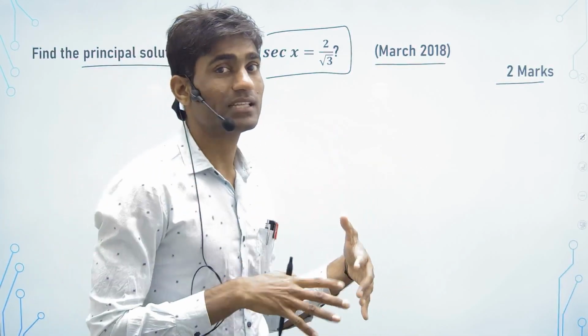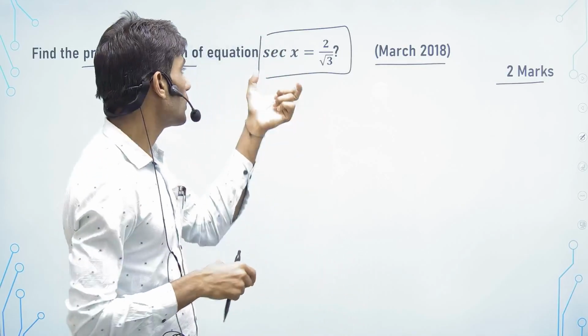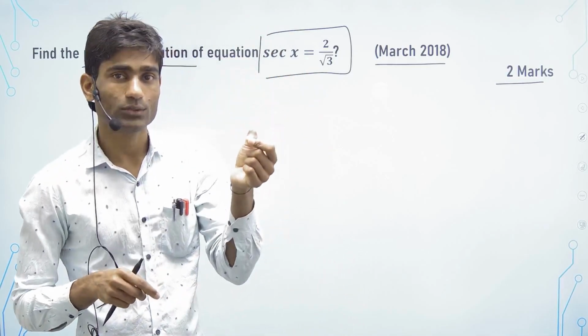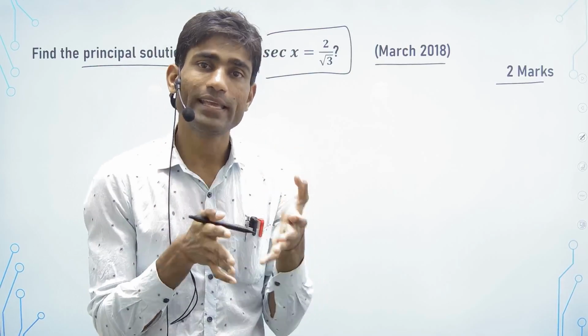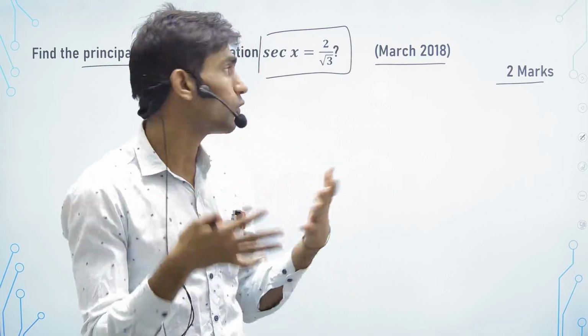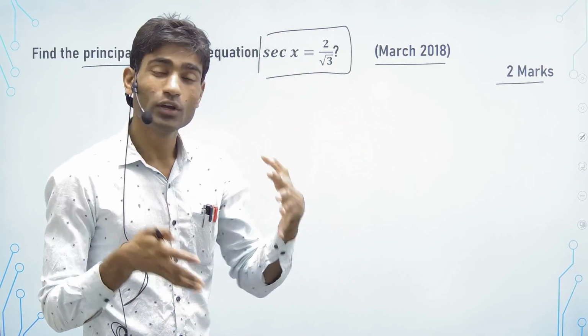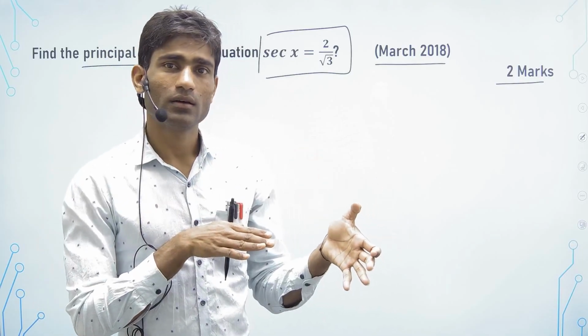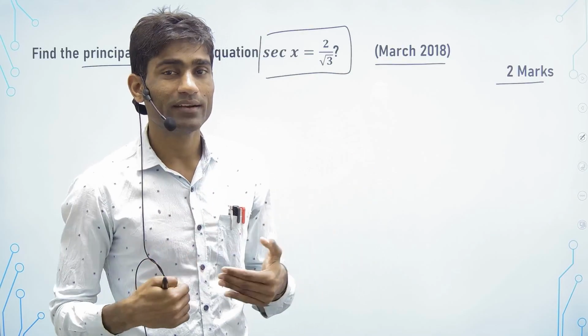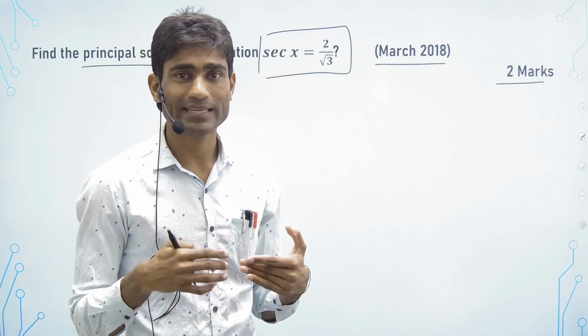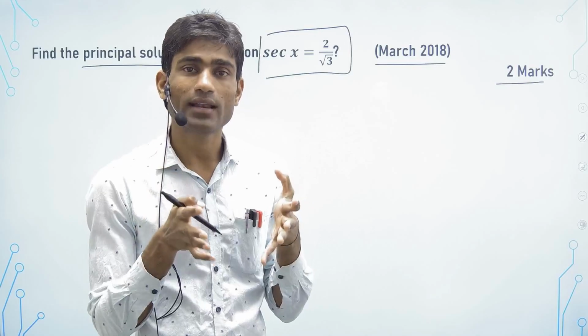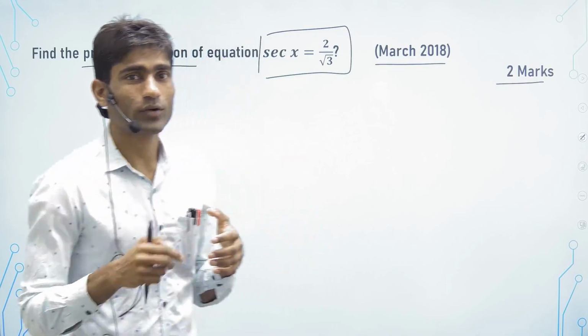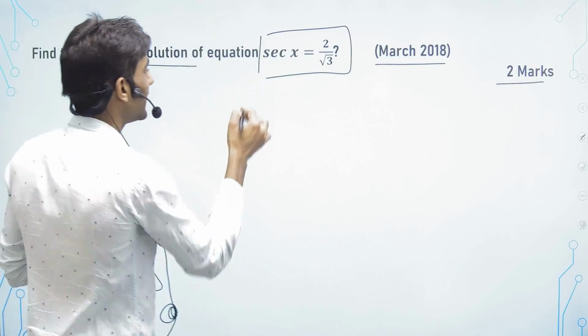But in this example we are not going for the conversion; we'll keep sec x as sec x. If you want to convert sec x into cos x, you can take cos x as root 3 by 2 and you will get the right answer. But I already explained that method, so I'm not going to continue it here. In this example I will explain another method that you all can understand. That's why I'm taking sec x as sec x.